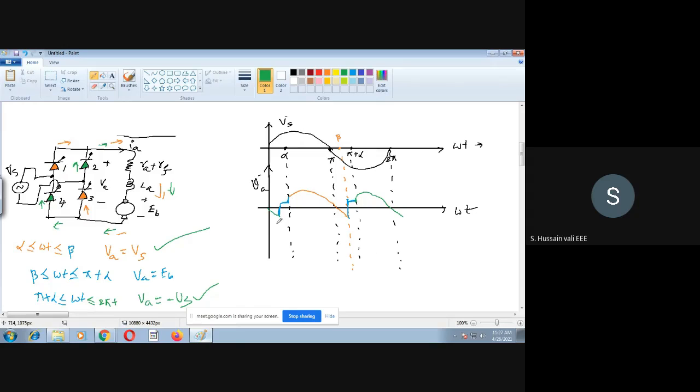So that value is how much? It is beta minus pi. So likewise, you can say it is beta minus pi. With this, you can easily get the durations properly. Then we'll go and draw the current waveform Ia.